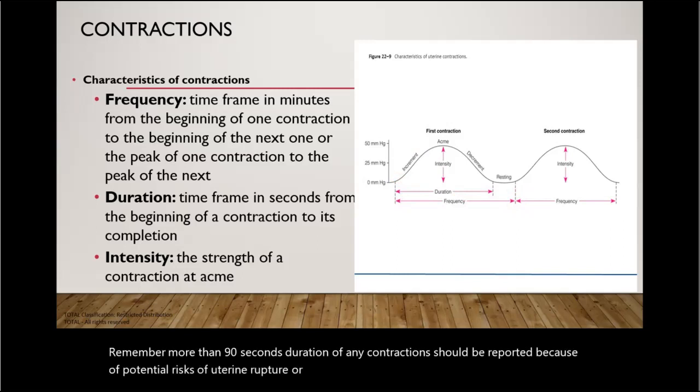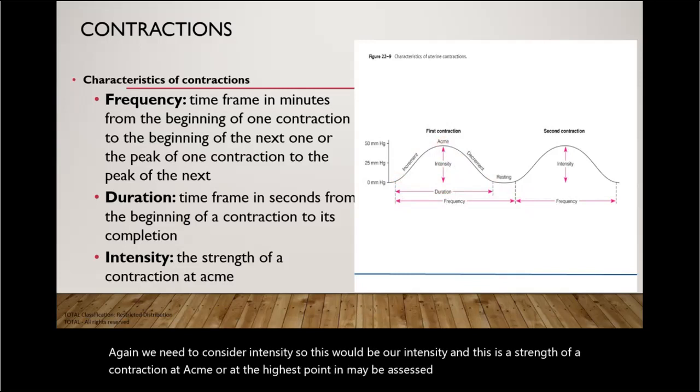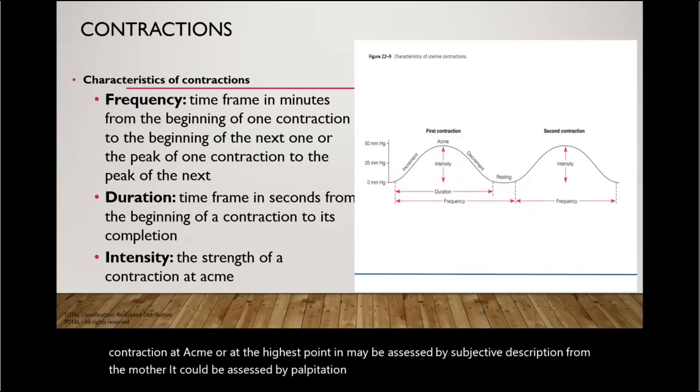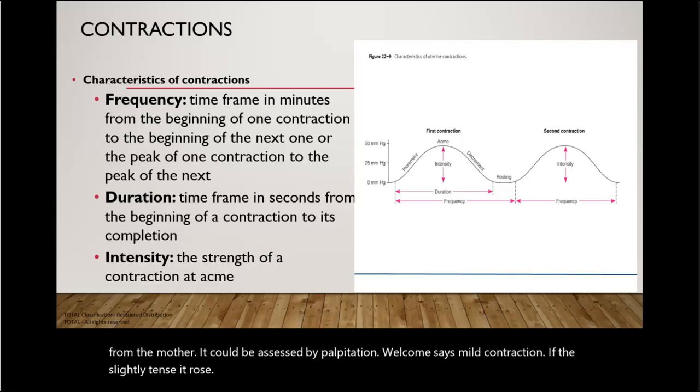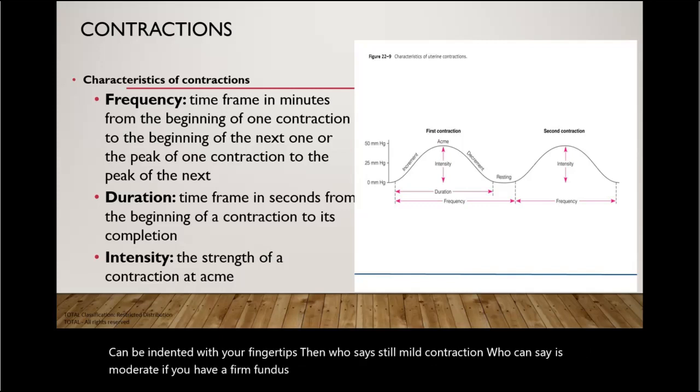Again, we need to consider intensity. So this would be our intensity. And this is the strength of a contraction at acme, or at the highest point. It may be assessed by subjective description from the mother. It could be assessed by palpation, where we could say it's a mild contraction if the slightly tense uterus can be indented with your fingertips. We can say it's moderate if you have a firm fundus, difficult to indent with your fingertips. Then you could refer to it as a strong contraction where you have a rigid, board-like fundus.